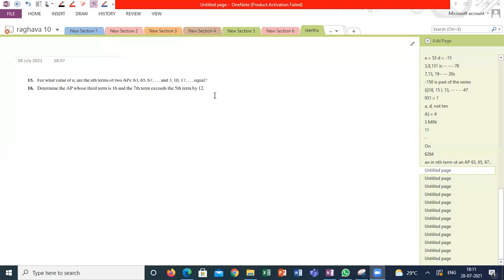Guys, are you able to see the screen? Students, are you able to see the screen? Yeah, determine the AP whose third term is 16. If I am taking an AP whose first term is A and common difference is D. Guys, just hold on a second. Please try to solve this question. Just a minute.